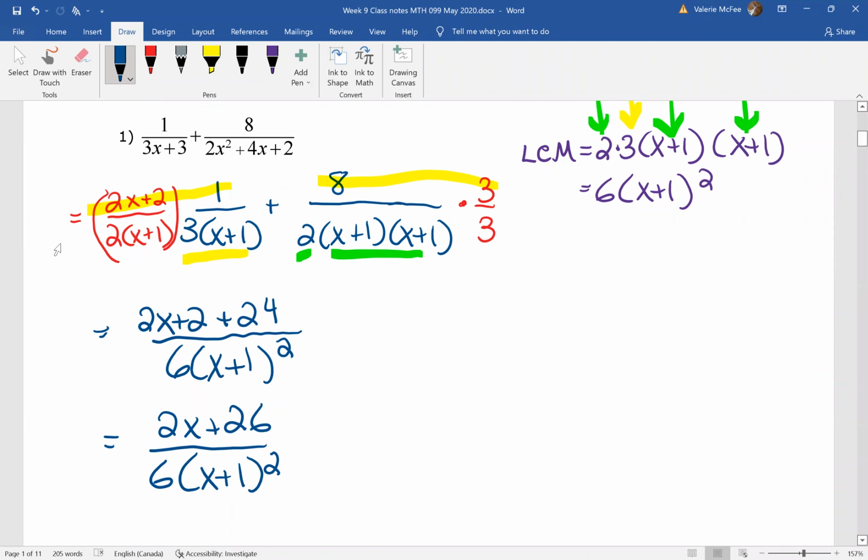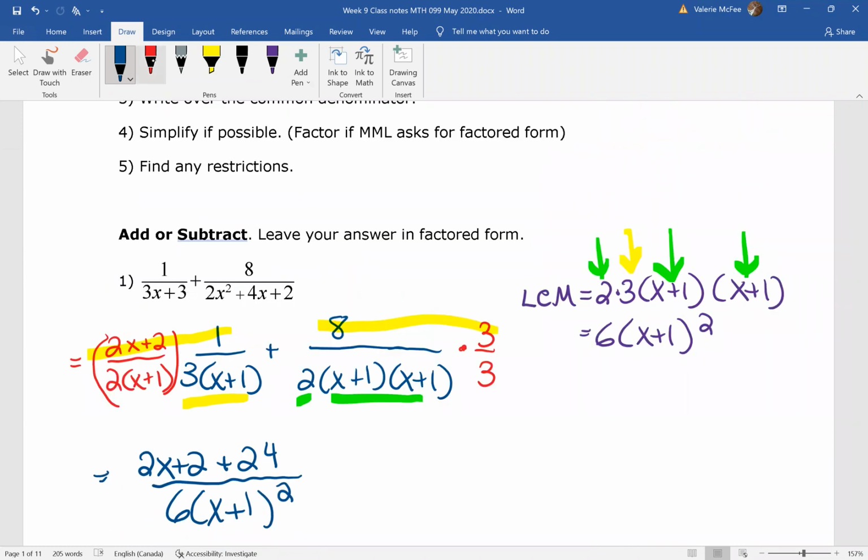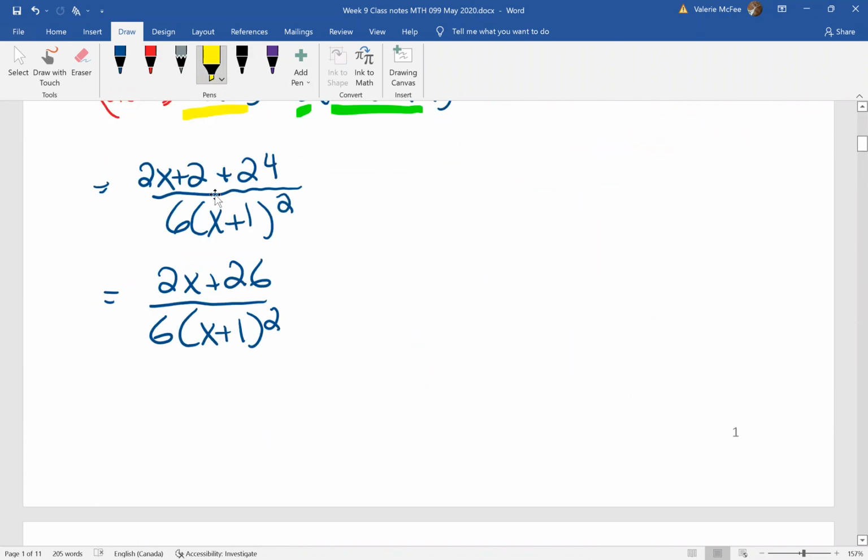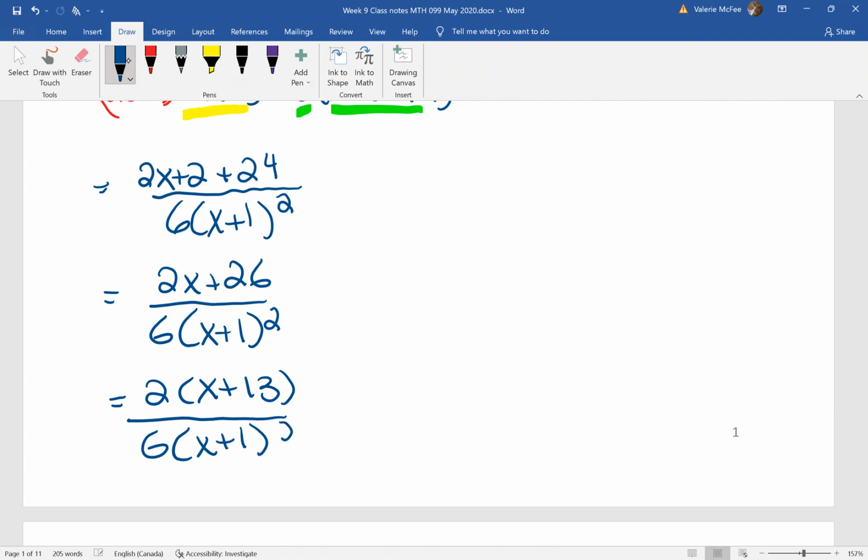I hope you see this can be simplified. And remember, we were asked to leave our answer in factored form. So first of all, we see that 2 is common in the numerator. And we see that 2 can be factored out here, leaving a final answer of x plus 13 all over 3 times x plus 1 squared.